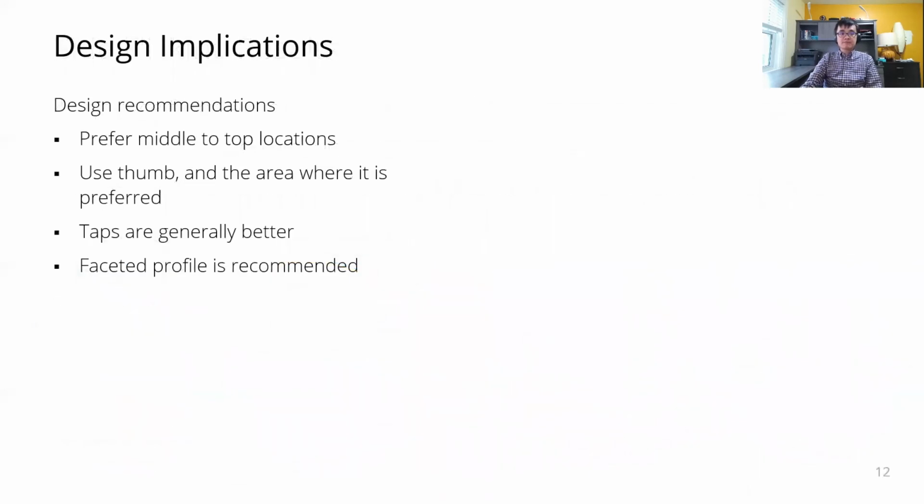We summarize some design recommendations for two-dimensional side input. First, middle to top locations are preferred since the bottom part of the device is usually used for grasping. Second, due to dexterity and familiarity, the thumb should always be prioritized. Third, taps are generally faster and more appropriate than flicks. Last, a faceted side shape is better than two-dimensional input due to the edge tactile feedback.